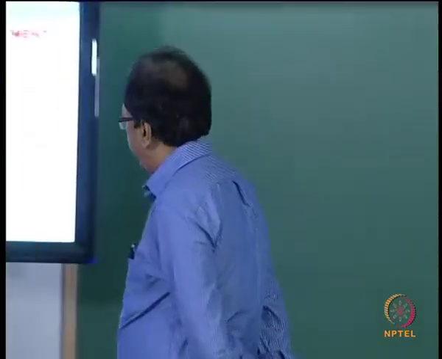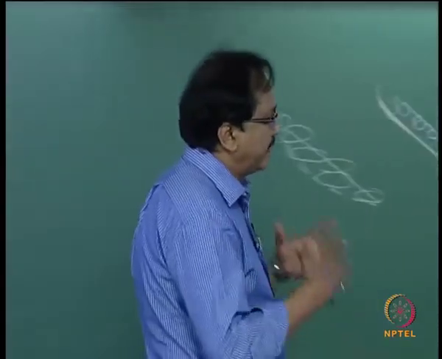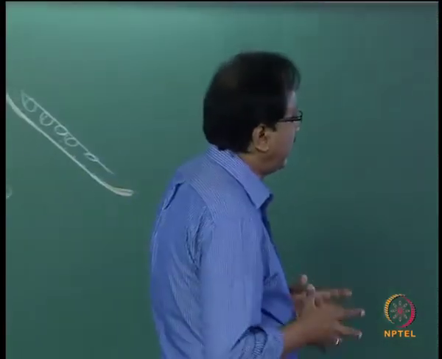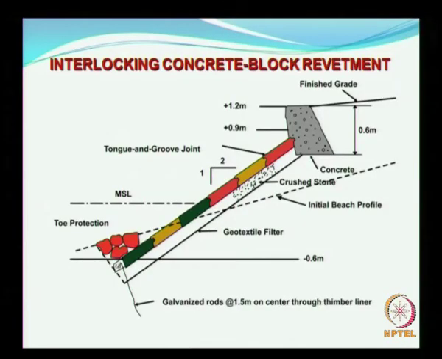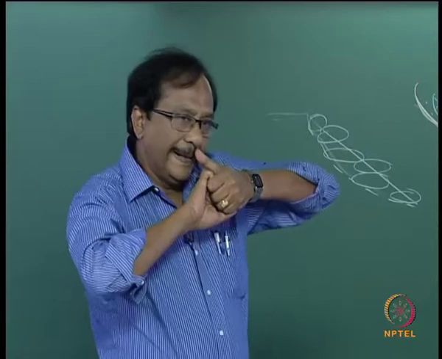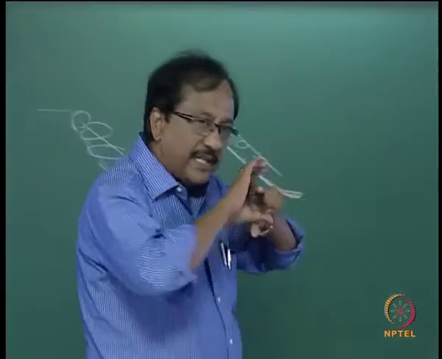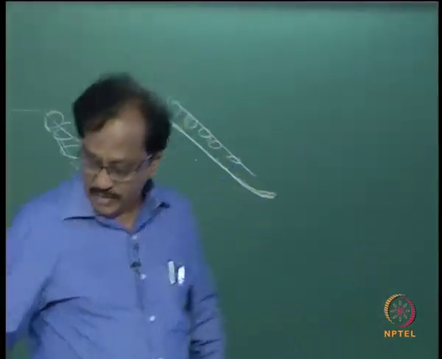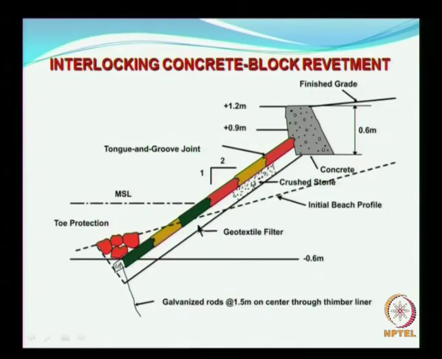So instead of dumping quarry run stones, they have come up with interlocking concrete blocks, as you can see in this. It has a male and female joint, so that it will get glued to each other, and then it will act as a monolithic unit. But the only thing is, you have to be careful in providing a strong toe protection.